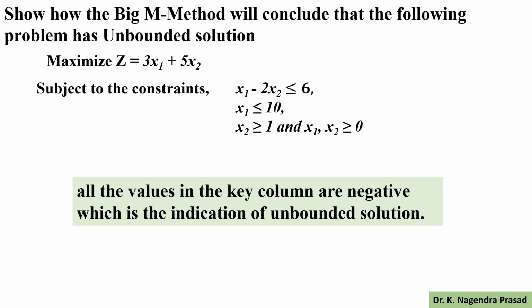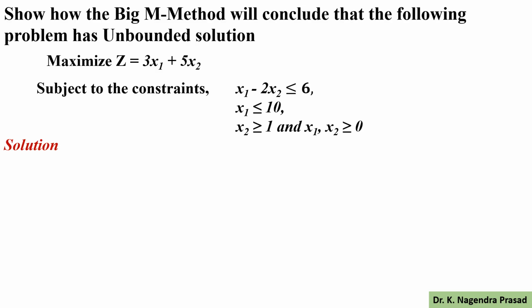While determining the optimal solution, if all the values in the key column are negative, which is the indication of an unbounded solution. Let's see the solution. First step is to convert the general linear programming problem into a standard linear programming problem.